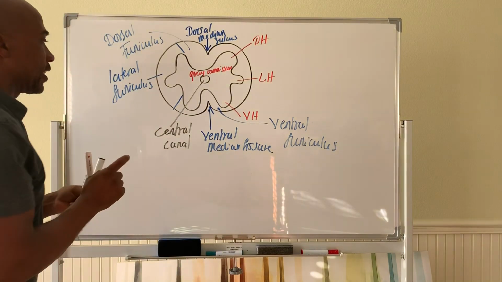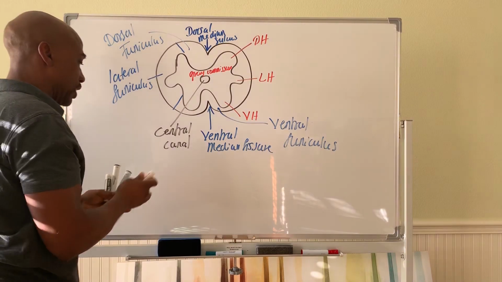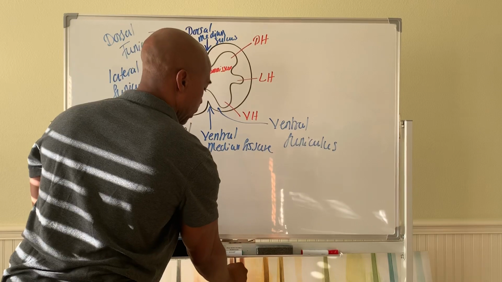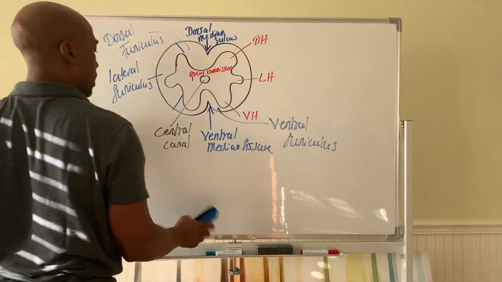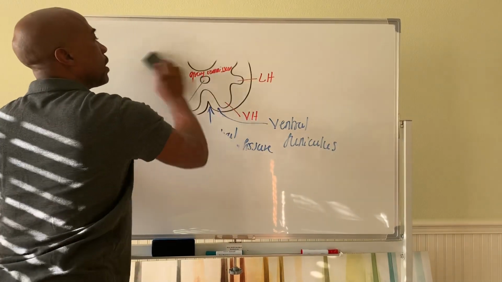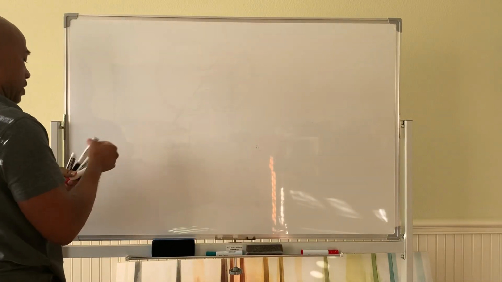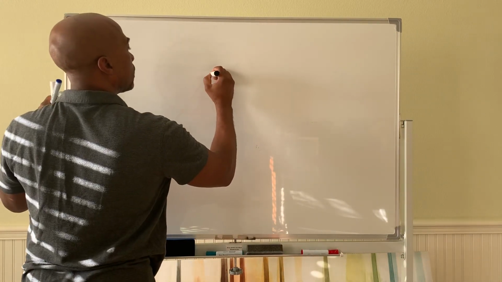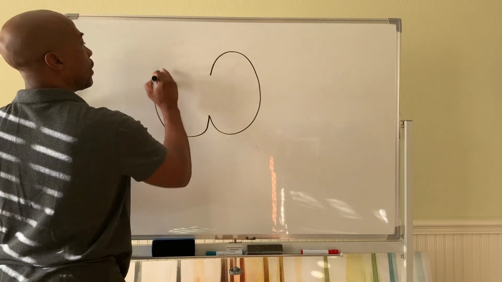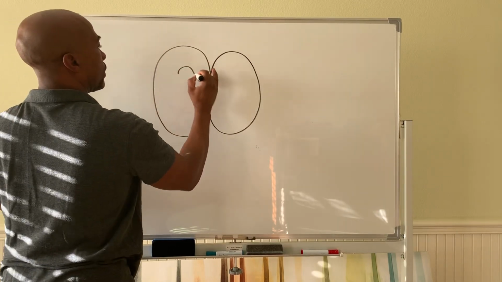Okay, let's now add some nerves to the spinal cord. I'm going to redraw this and then add some pieces to it. Let's erase. Try again. So we're going to make the same with your horns here.